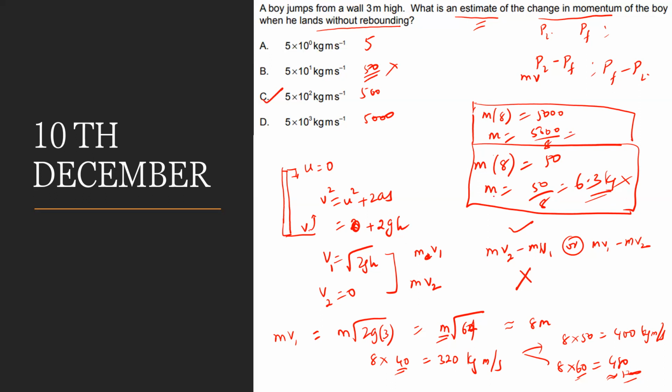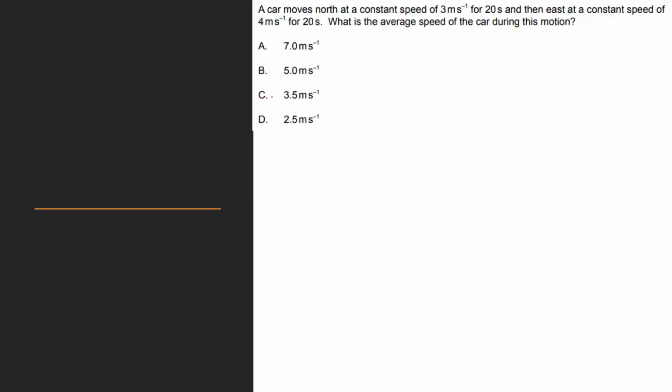How much will this be? 5000, 8 sixes are 48. Once again, it will be 6.300. That is 630 kgs. Can the mass of a boy be 630 kgs? Impossible. So therefore, both the options are incorrect. Hence, C is the right answer. I hope you understand how to solve problems based on estimation. Okay, now let us move on to the next one.